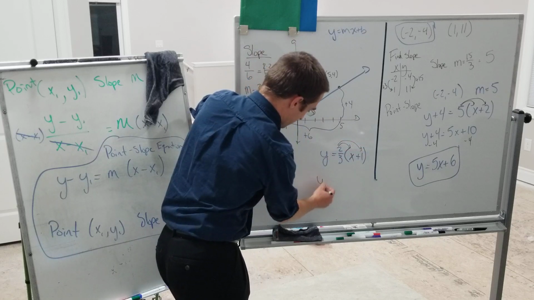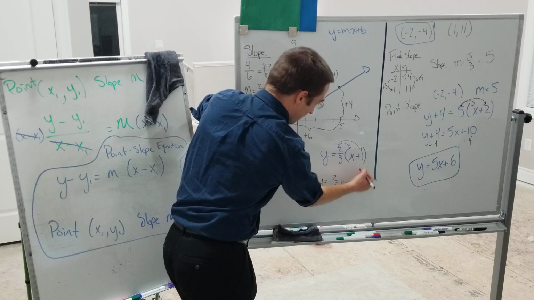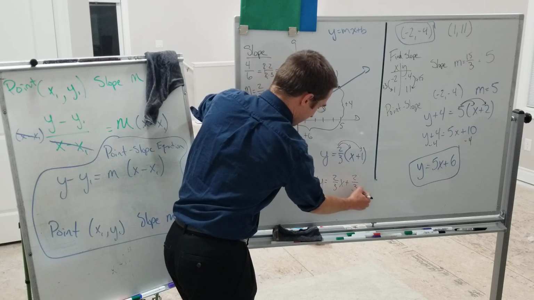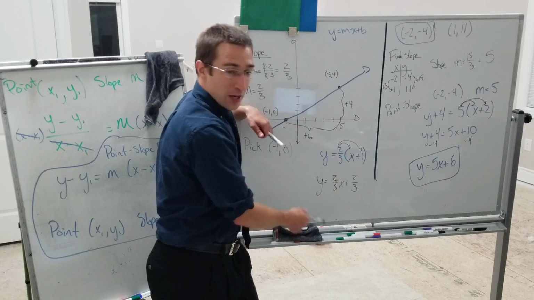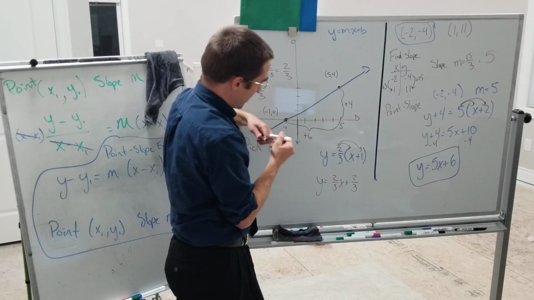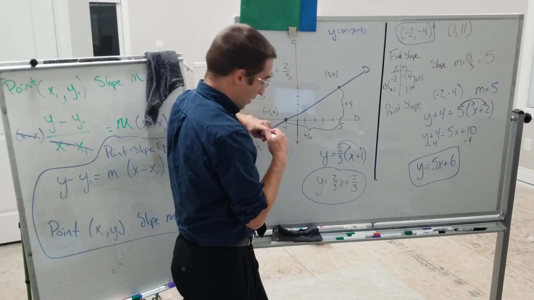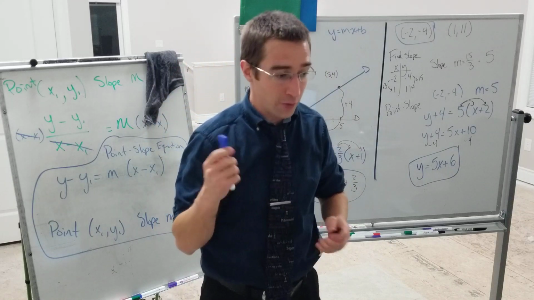Distribute the 2/3. Y equals 2/3 x plus 1 times 2/3 is 2/3. And then there's no adding or subtracting because the y number was 0 on the point we picked. And that's it. There's our equation in slope-intercept form.